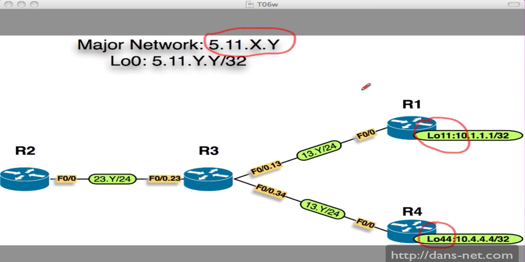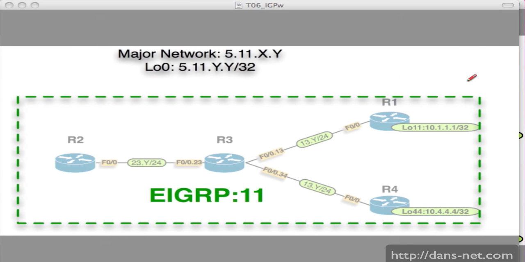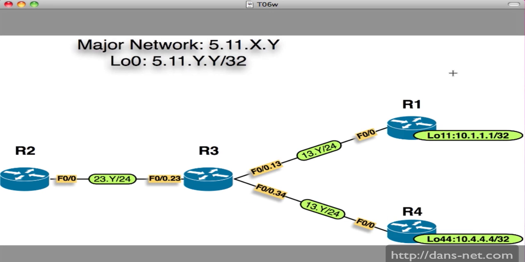Now let's review the IGP topology. As we can see, the whole network is included in EIGRP process number 11. No interfaces are excluded from this routing process. And now to the problem.